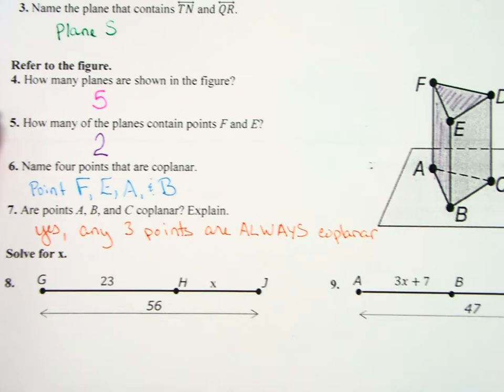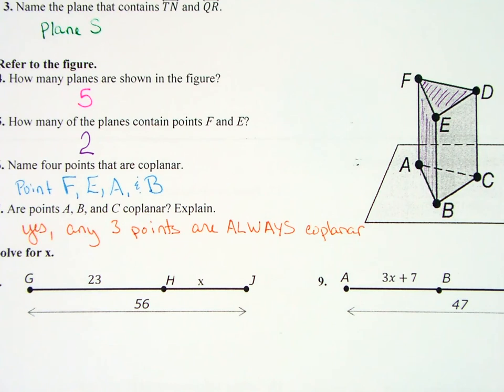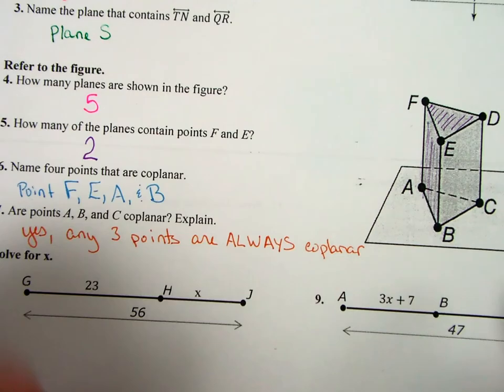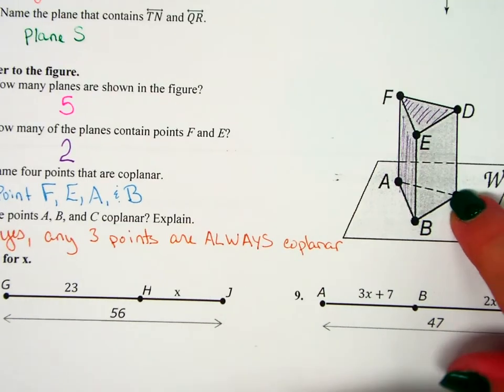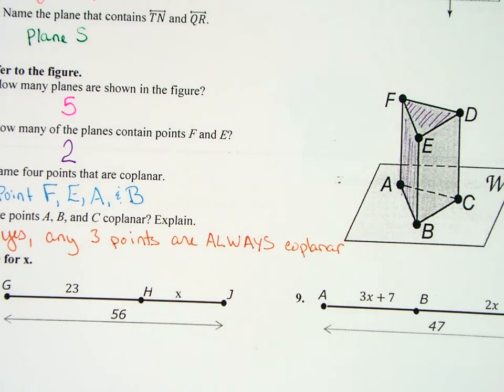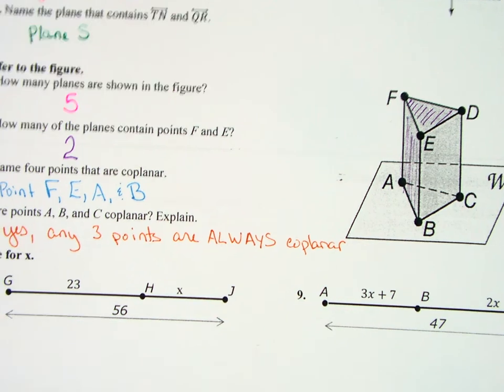So I could have even said, I know it's not going to look like it in the picture, but if I said are F, E, these 2 up here, and C coplanar? Yes. Even though in the picture I don't see them in the same plane, I could build a diagonal plane through that picture that would connect those 3 points. 3 points are always coplanar. Okay? All right.